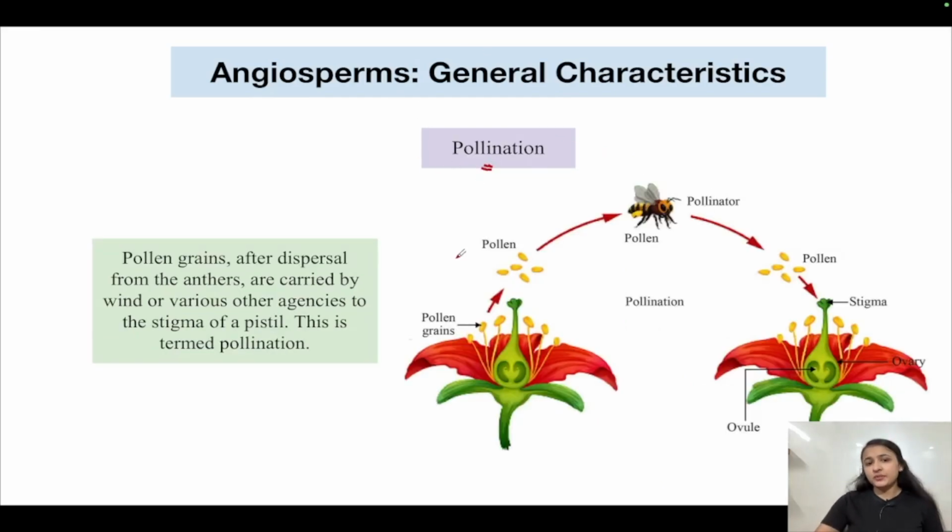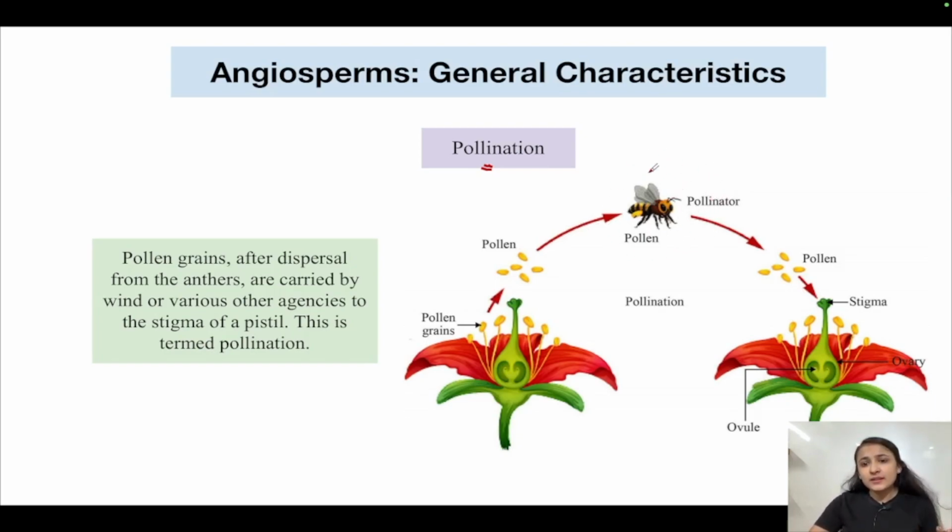Now pollination. Pollen grains, after they are dispersed from the anthers, these are the pollen grains, after they are released from the anthers, they are carried by the wind or various other agencies. The pollinating agent could either be wind, water, insects, or other animals.